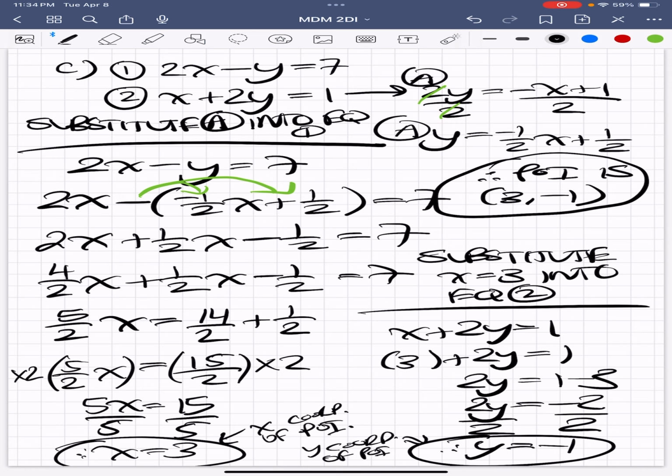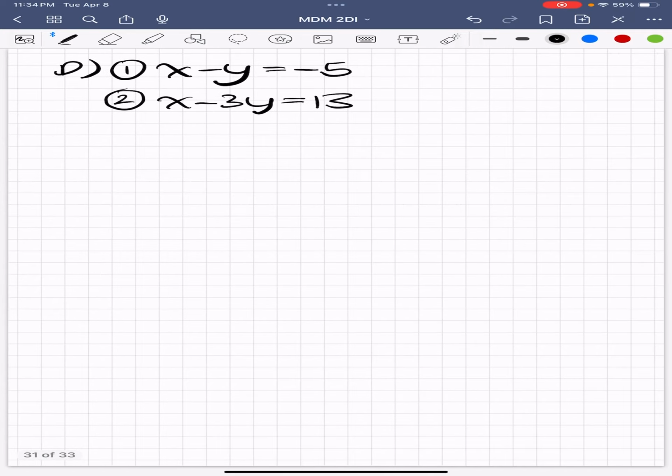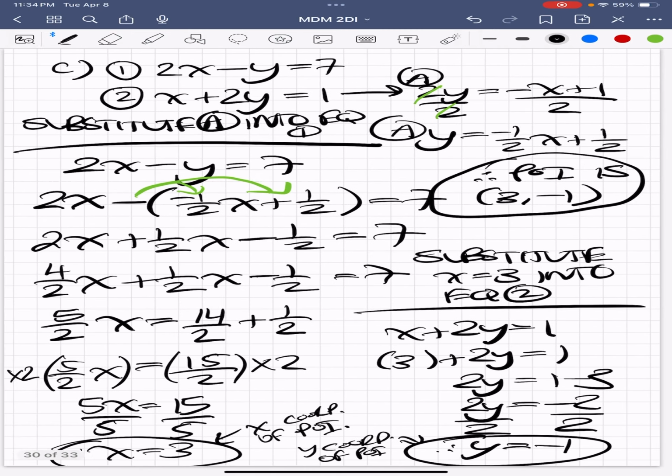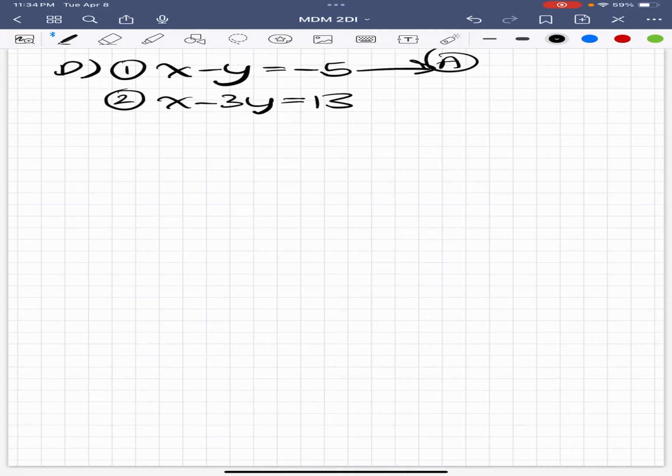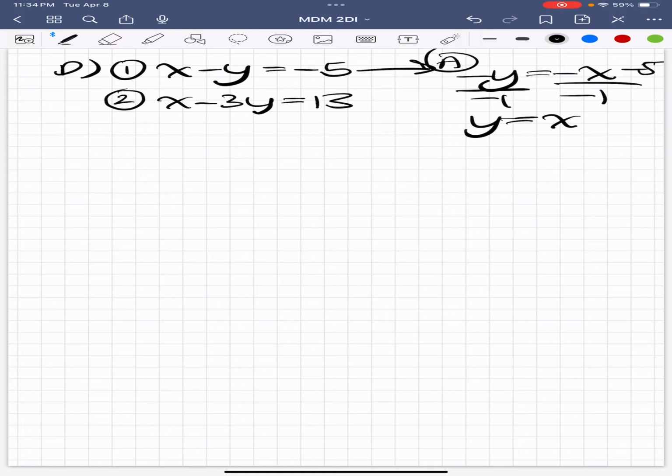And we will be moving on. So we're going to isolate equation A. Okay, so that's negative y equals negative x minus 5, divide by negative 1, negative 1. Divide both sides by negative 1 to isolate y. And we have y equals x plus 5. And that's equation A.